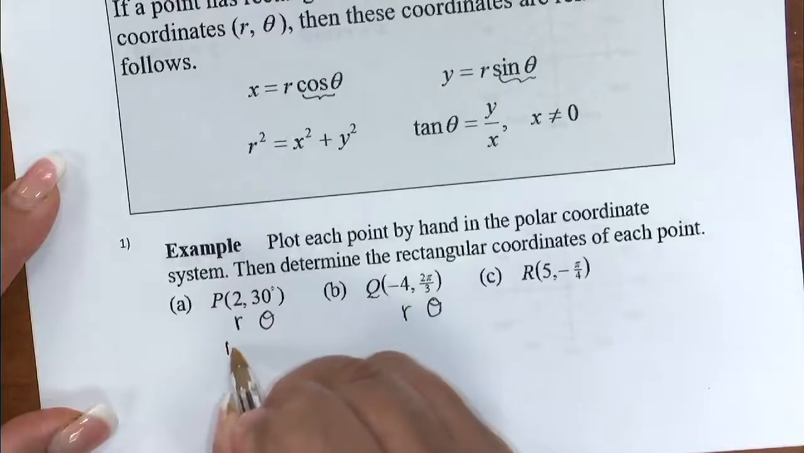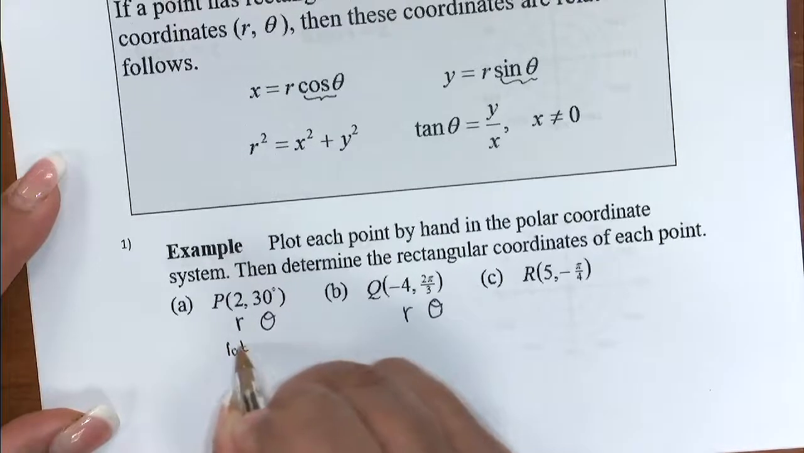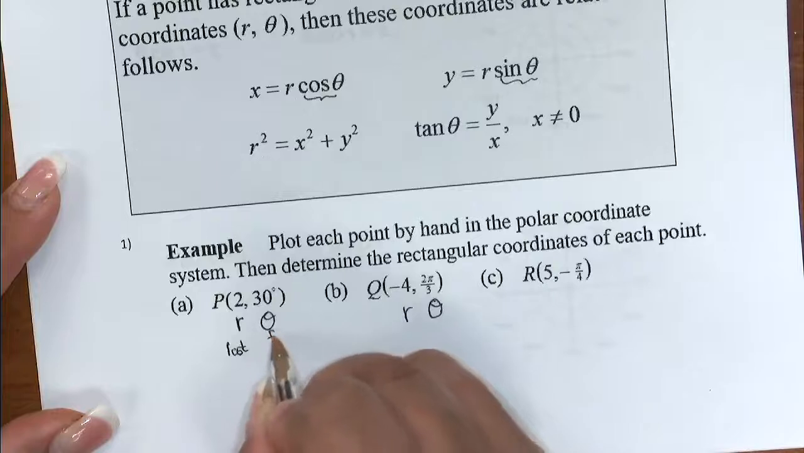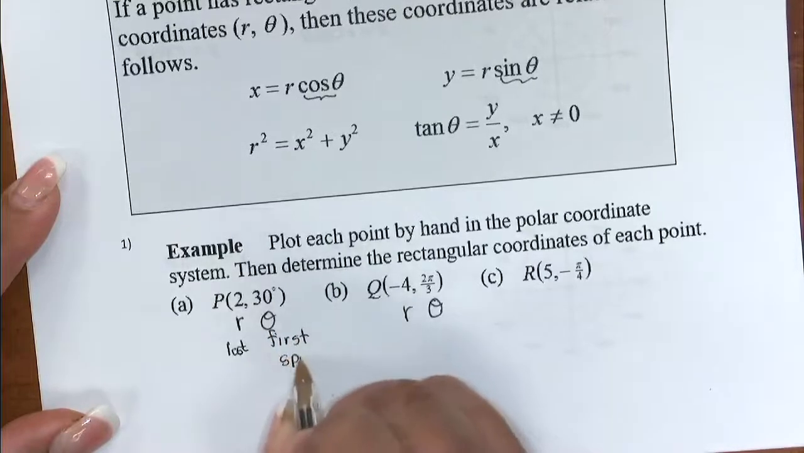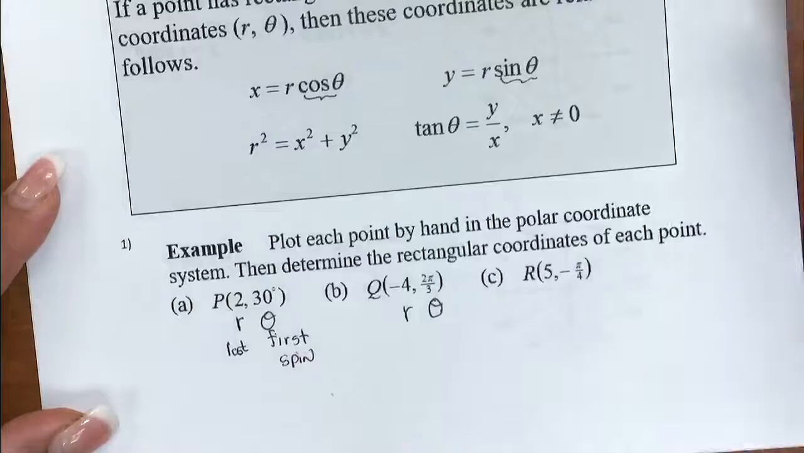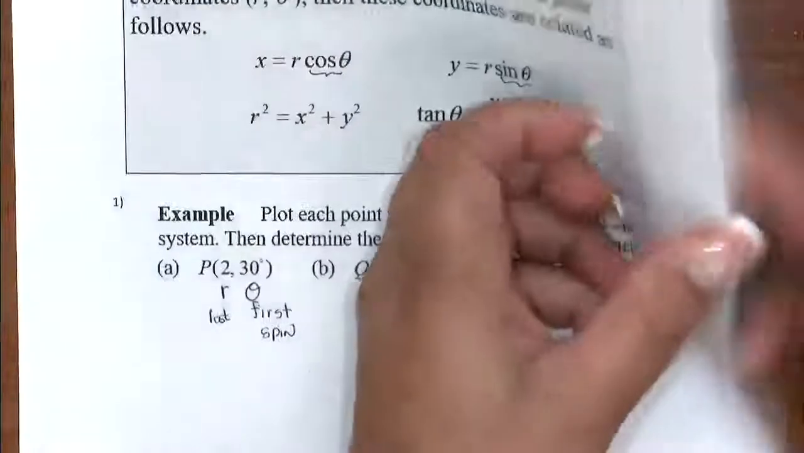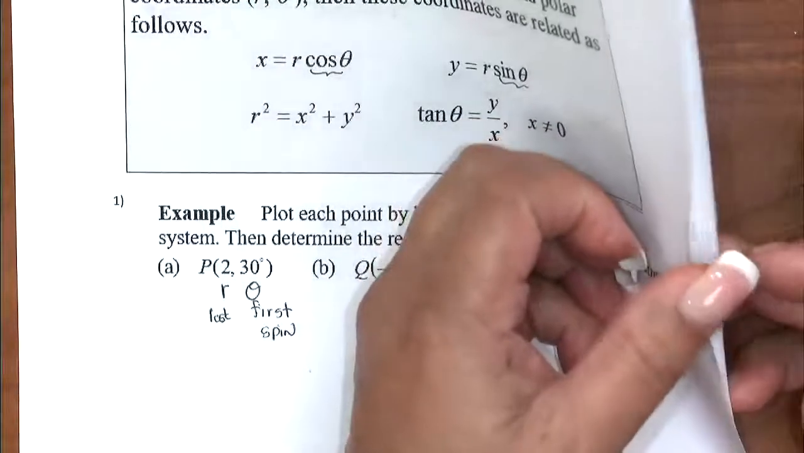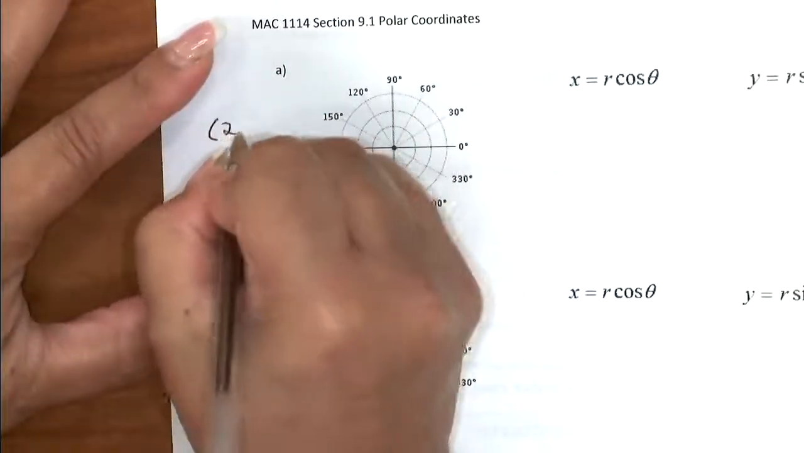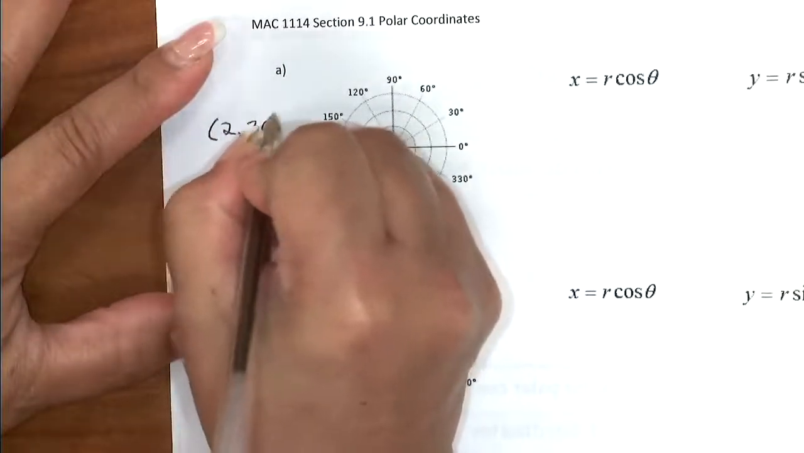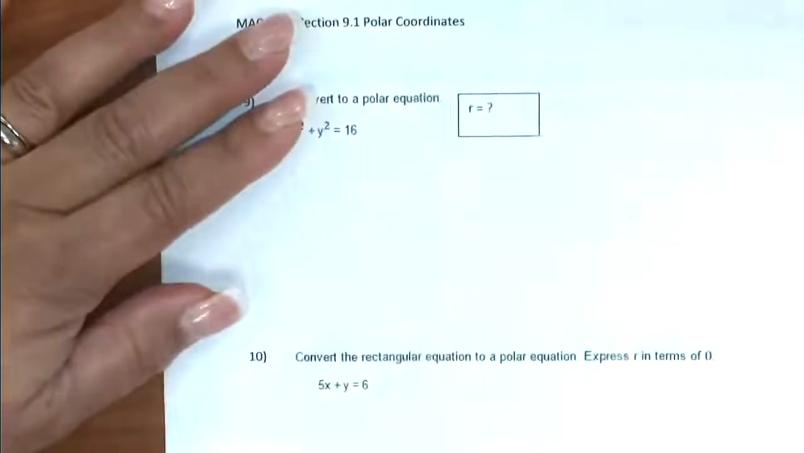This will be the last thing you plot, and this will be the first thing you do. First thing you're going to do is spin. Okay, come to the next page. You can bring all these points over to the next page. So 2, 30, that's what we're graphing here. And then I'm just going to copy them all over here.